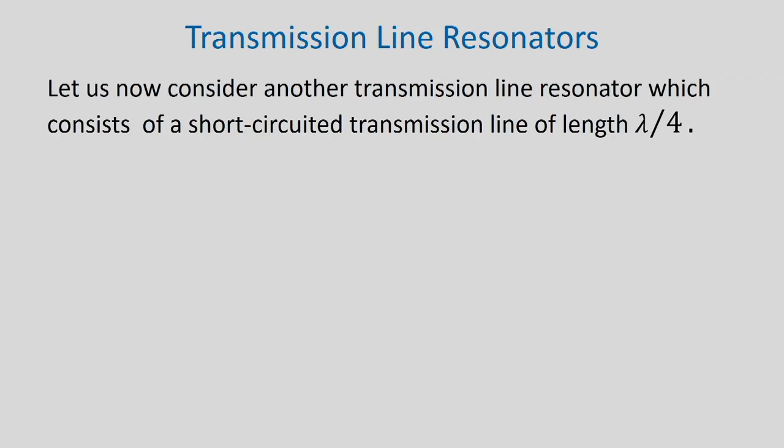So, we continue our discussion on transmission line resonators. We consider another type of transmission line resonator. Here, we consider a short circuited transmission line of length lambda by 4. So, for this type of transmission line resonator, we have at omega equal to omega naught the physical length of the transmission line L is equal to lambda by 4, that means it is a quarter wave section short circuited at one end.